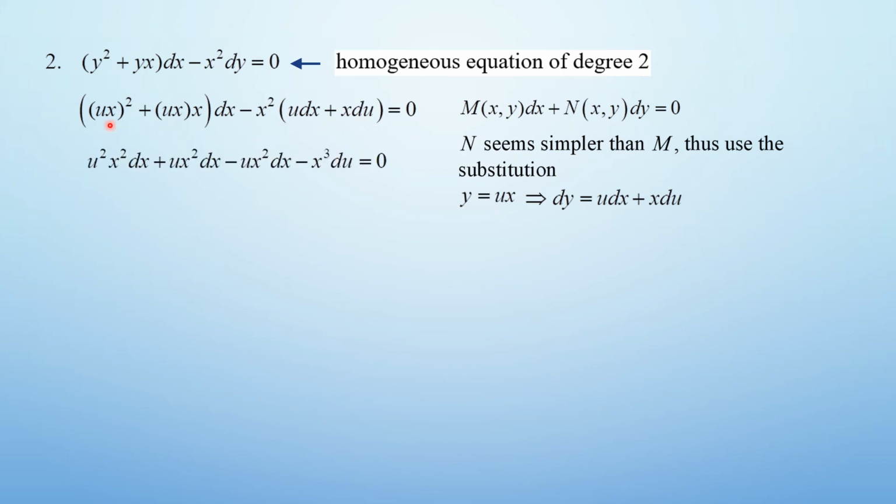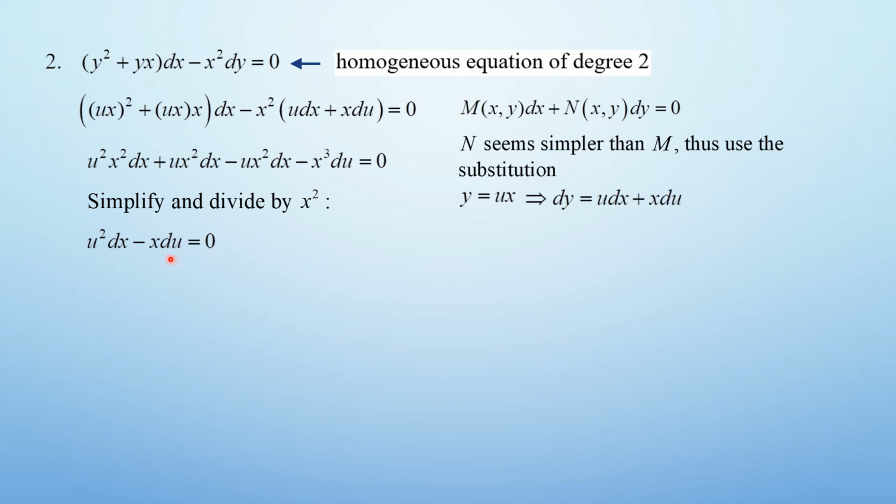Open up the bracket. ux everything squared dx becomes u squared x squared dx, plus ux times x dx becomes ux squared dx, minus x squared u dx becomes minus ux squared dx, minus x squared times x du becomes minus x cubed du equals to 0. Okay, let us now simplify this whole expression and divide everything by x squared. It seems that we can eliminate these two terms, and after dividing by x squared, we get the following: u squared dx minus x du equals to 0.